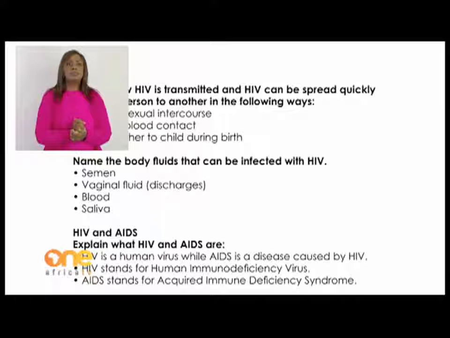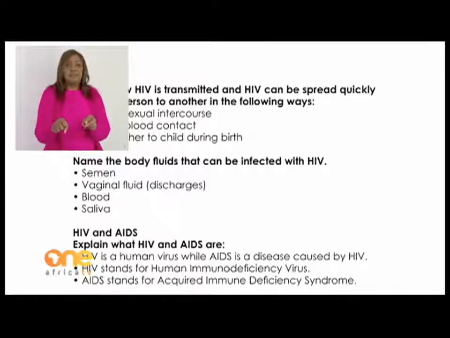We are moving on to page 24. On page 24, it says that we must be able to explain how HIV is transmitted. Okay, let's make a change here. Where it says explain how HIV is transmitted and HIV can spread quickly from one person to another in the following ways, I want all of us to draw a line through and remove that part. Then you will just end where it says explain how HIV is transmitted. Then that will be right.